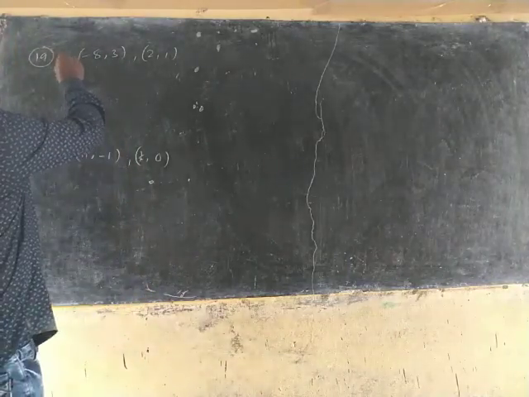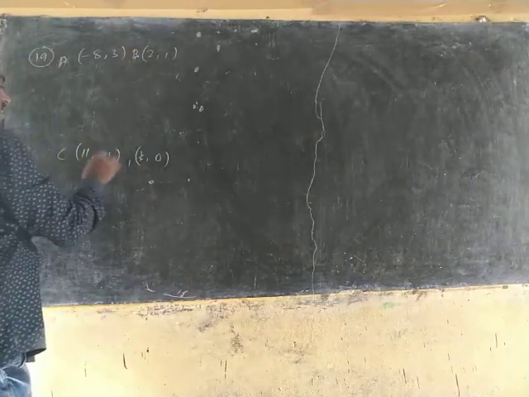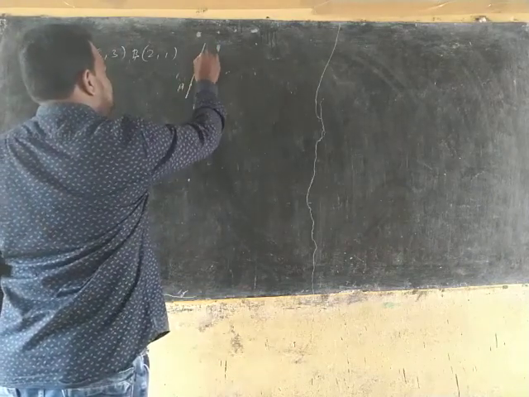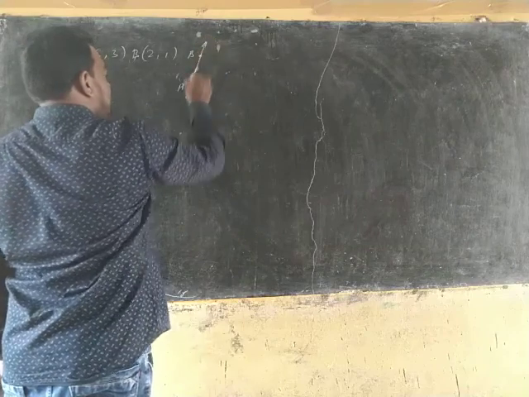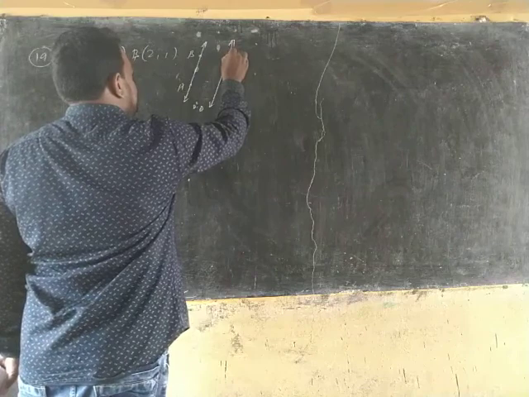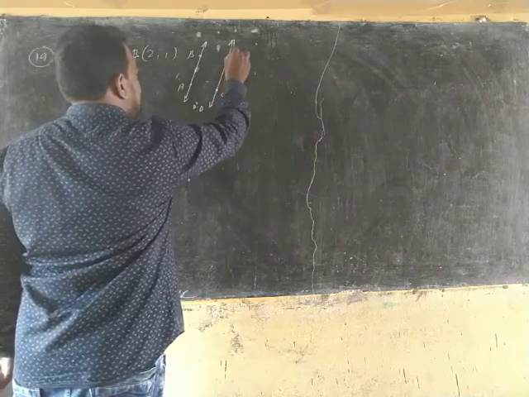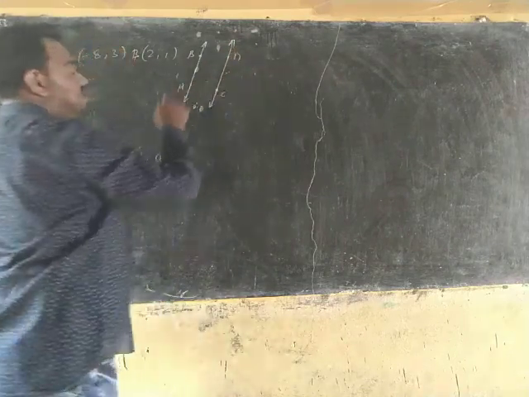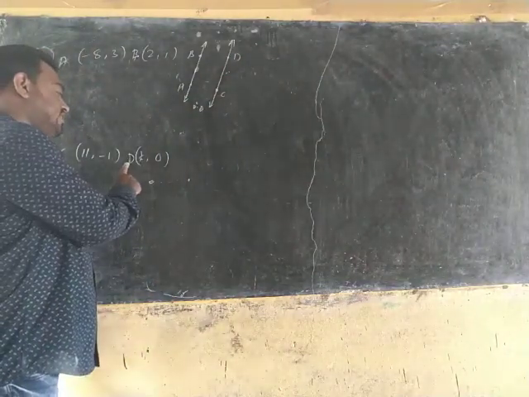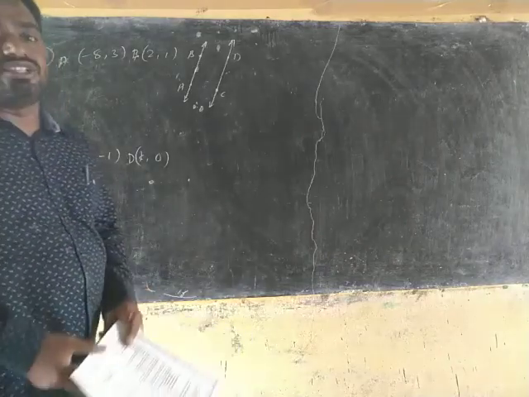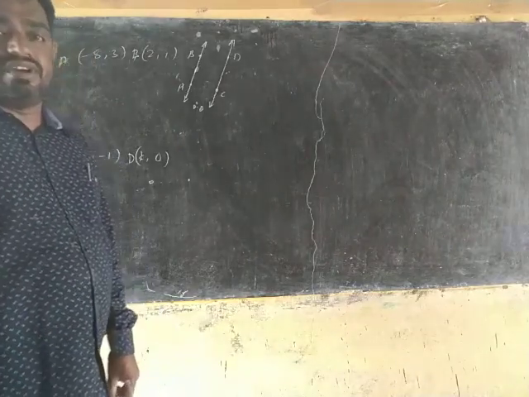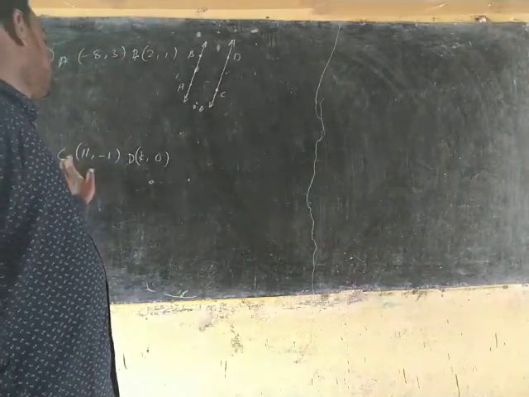So you take this as A, this is B, this is the point C, this is the point D. This is one line, it is passing through A and B. Another line is passing through C and D. AB is parallel to CD. Now we need to find the k value. We have one condition: if 2 lines are parallel, then the slopes are equal. That means AB slope is equal to CD slope.